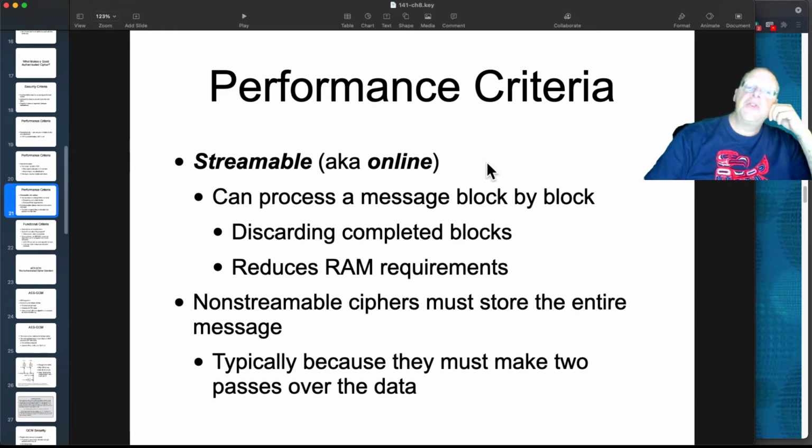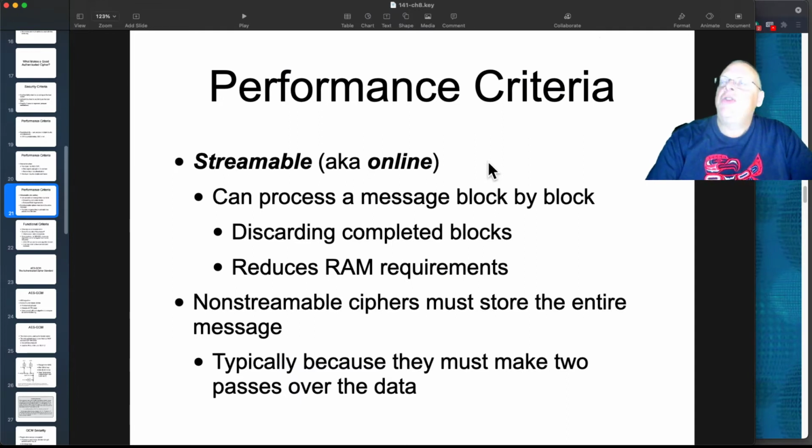And then there's streamable. If you have a long message, do you have to keep the whole message in memory, like make 2 passes through it to get the answer, or can you just work with a block of data and throw it away and work on the next block and throw it away, which would of course consume a lot less RAM? So that's an issue. A non-streamable cipher has to store the whole message in RAM, and therefore it's not going to be able to handle a very large message. All right.